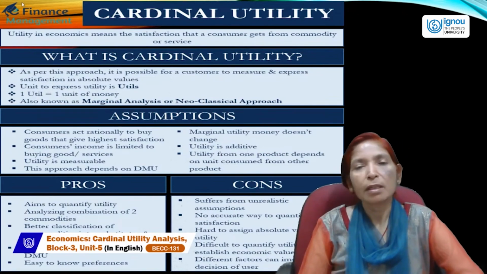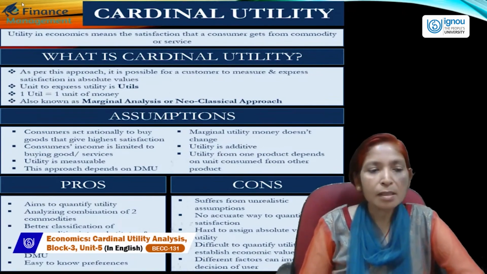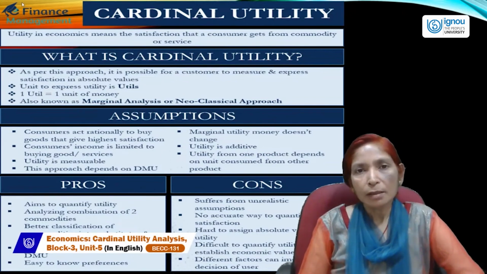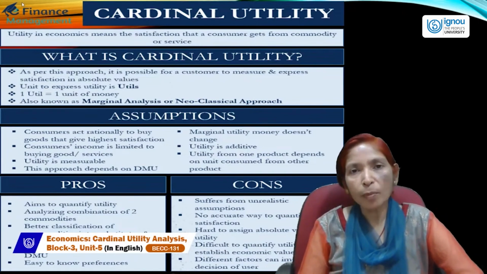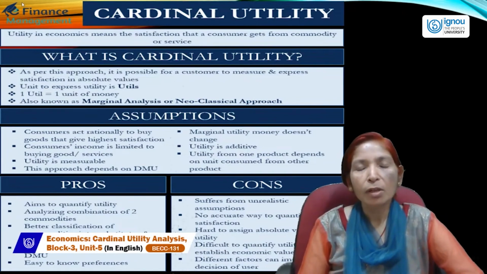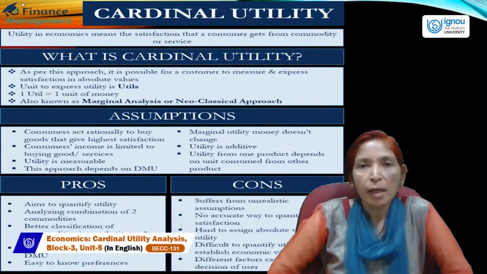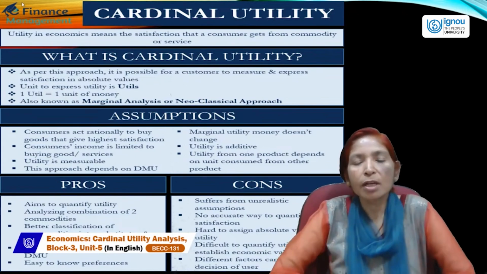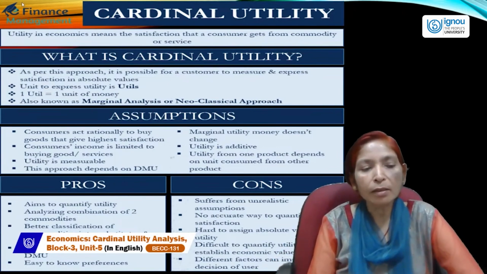or in accurate numbers. Next is analyzing the combinations of two commodities. If a consumer is consuming two commodities, then we can get satisfaction from the consumption of these two commodities with the help of the law of equimarginal utility. And next is better classification of commodities into substitute and complementary goods.